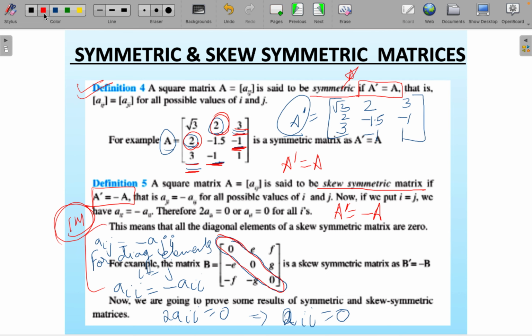Again, now what is the main thing which you have to remember? So it is clear that diagonal elements are 0. Now check, this and this position differ by sign.